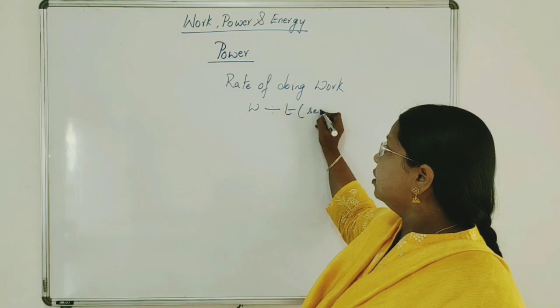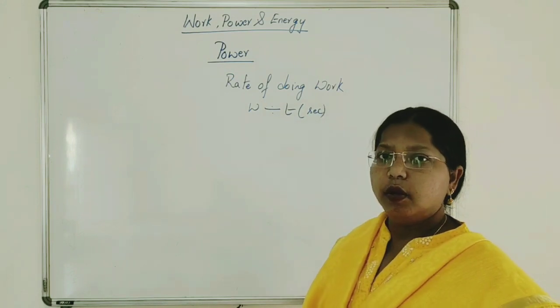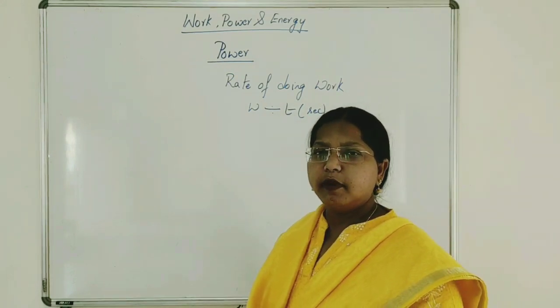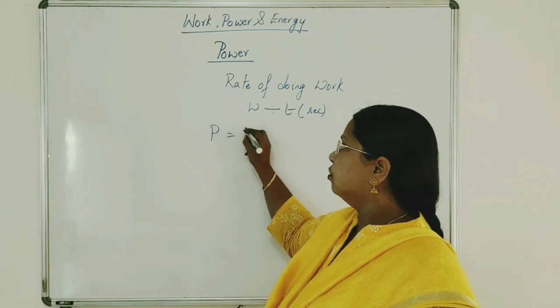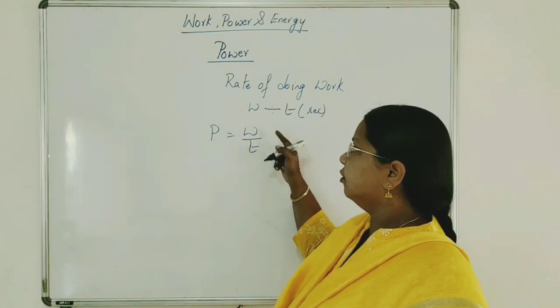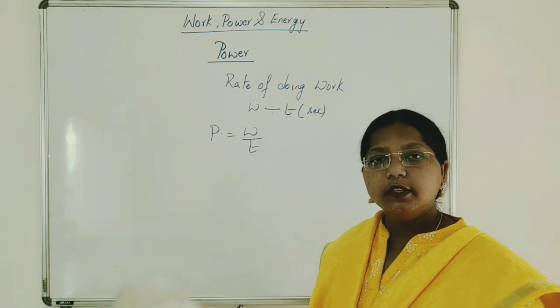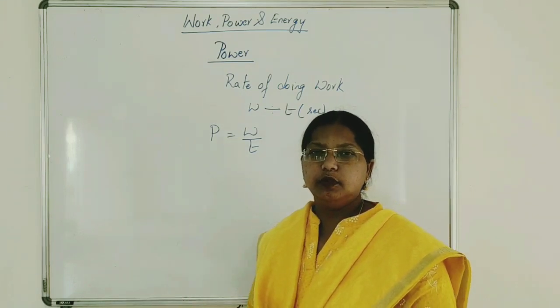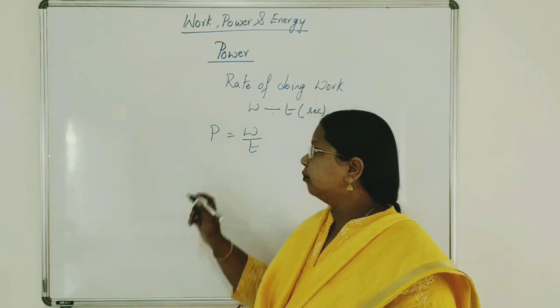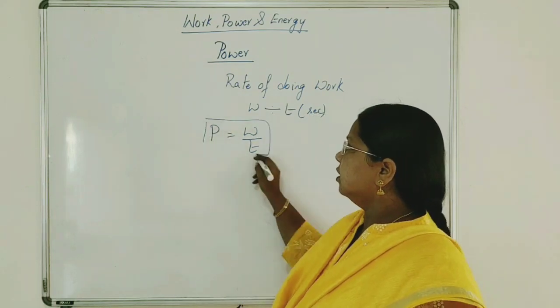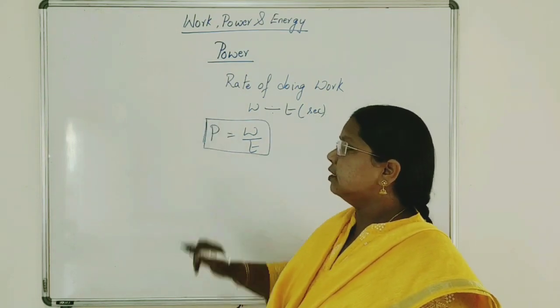This time is always measured in seconds. So now moving on to the formula of power, P is equal to W by T, rate of doing work. Work done, we know that Newton meter or joules. So power is equal to W by T.